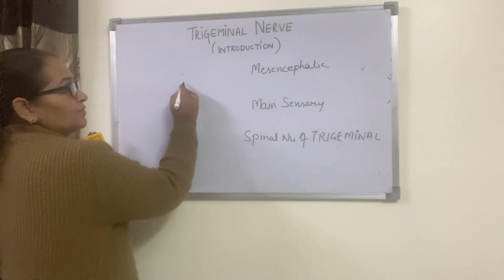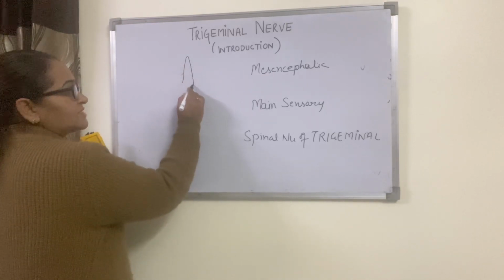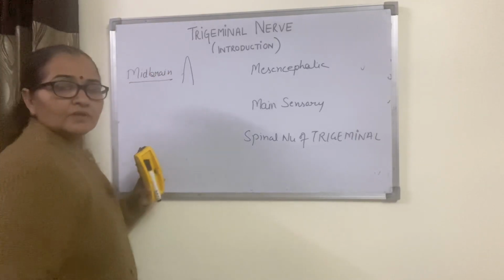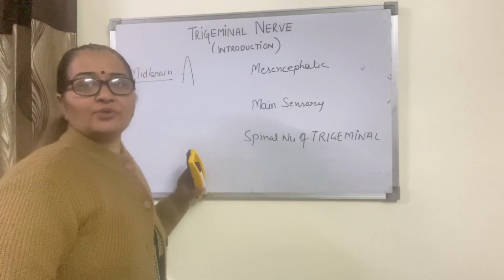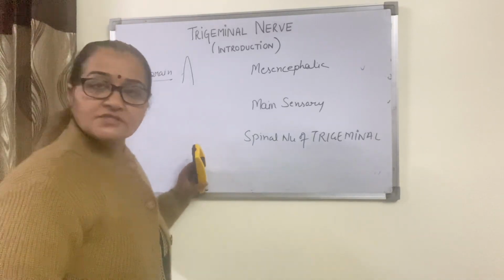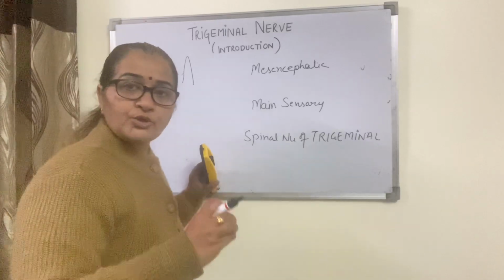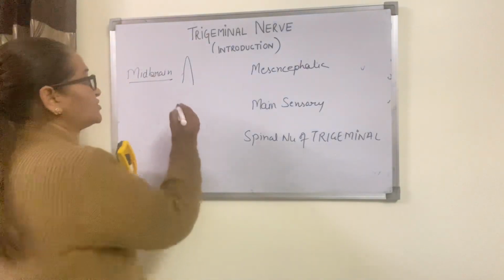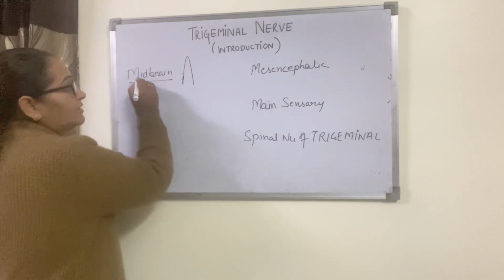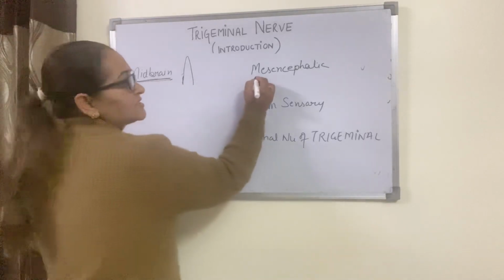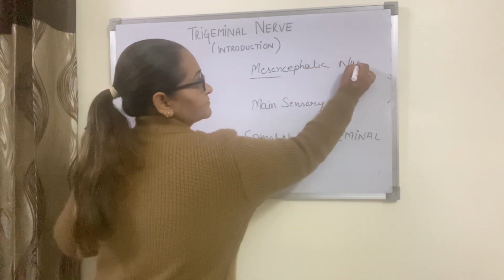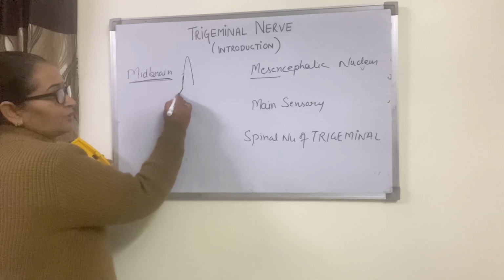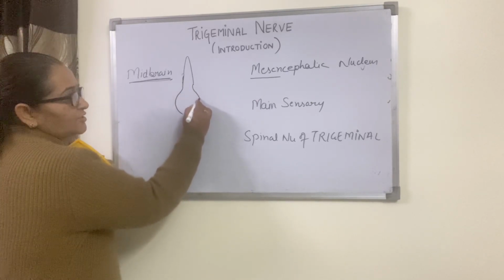So the mesencephalic nucleus, as the name indicates, is present in the midbrain. What kind of neurons are present here? Pseudo-unipolar neurons are present. And what kind of sensation is it receiving? It is receiving the proprioceptive sensations from the muscles of mastication, TM joint and teeth. So this nucleus is meant for this, which is lying in the midbrain. Because of its location in the midbrain, it is given the name mesencephalic nucleus. Clear?